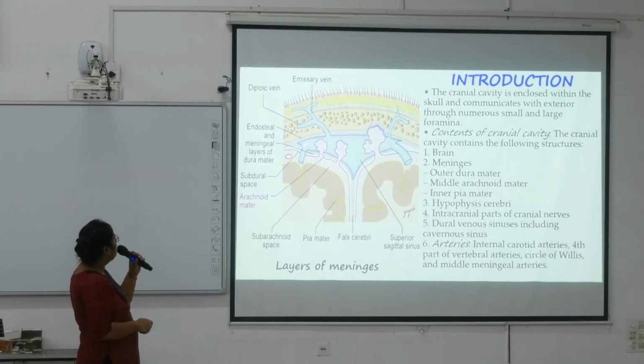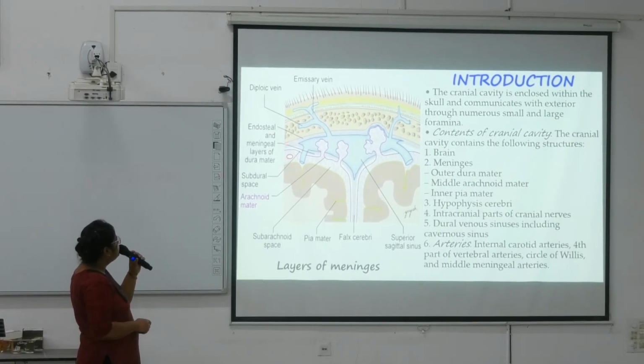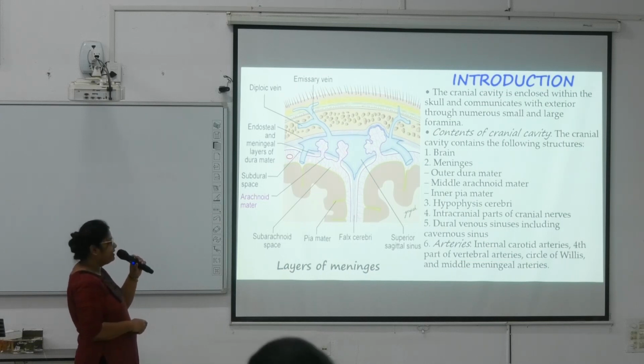Three layers of the meninges. This is the dura mater. This is the arachnoid mater, forming arachnoid granulations within the superior sagittal sinus. And this green one is the pia mater.